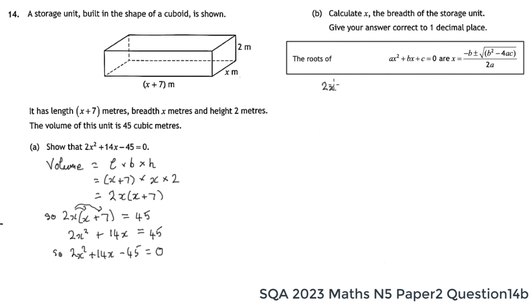So 2x squared plus 14x minus 45 equals 0. And let's compare ax squared plus bx plus c equals 0. That allows us to find out what we're plugging into this formula. So you compare the coefficient of x squareds. How many x squareds do I have? a is 2. How many x's do I have? 14 of them. And what's the constant c at the end? It's negative 45.